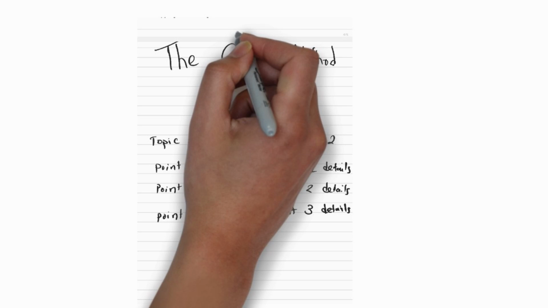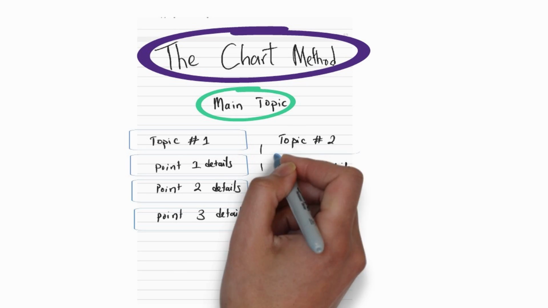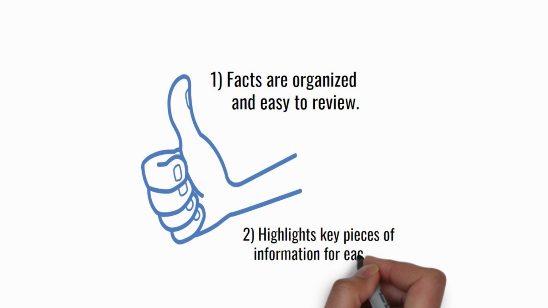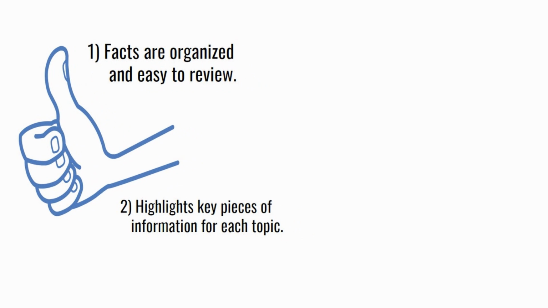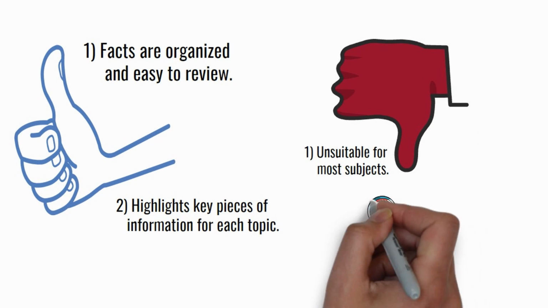The fourth is the chart method. This is an important method if you know what the topics are before you start, and there are distinct categories of information. You have to divide your page into several columns and start with the main points listed at the top of each column with sub-points underneath. Advantages: facts are organized and easy to review. It highlights key pieces of information for each topic. Disadvantages: unsuitable for most subjects, and it is time consuming.